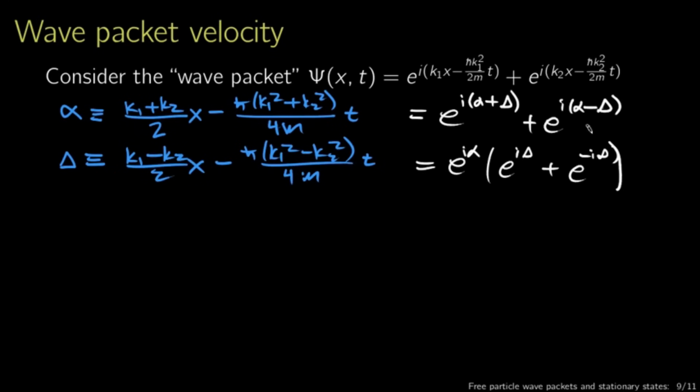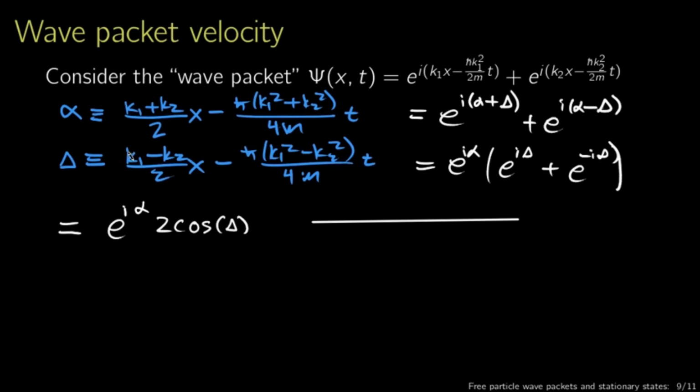If you're familiar with the complex exponential form of trig functions, you can probably see where I'm going with this. This is going to end up equal to e to the i alpha times cosine, actually not just cosine, 2 cosine of delta. What this looks like in the context of our discussion of wave packets is, if we have an axis there, we have this cosine factor, and it's the cosine of delta.